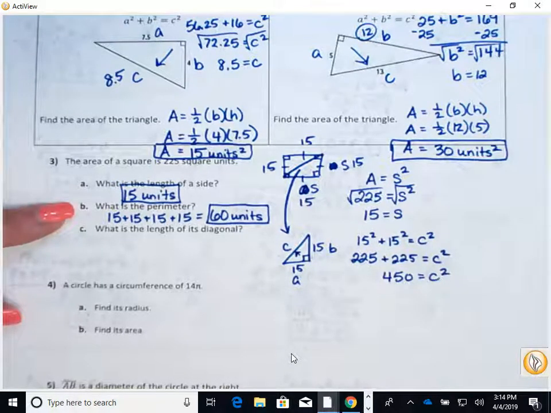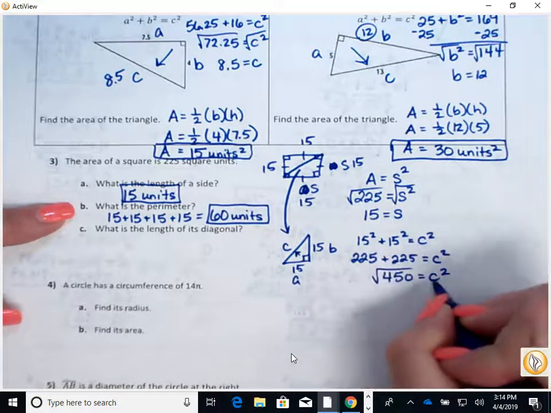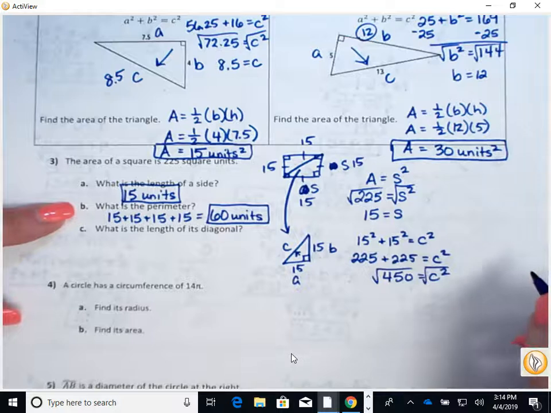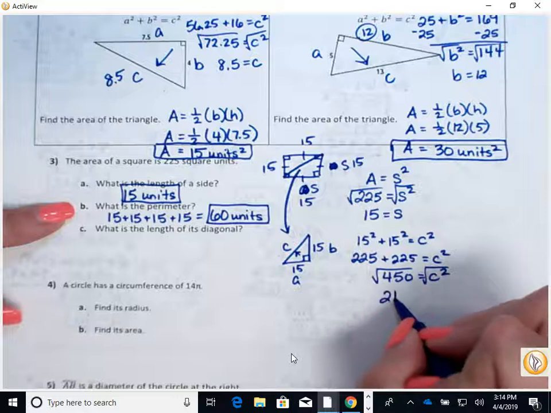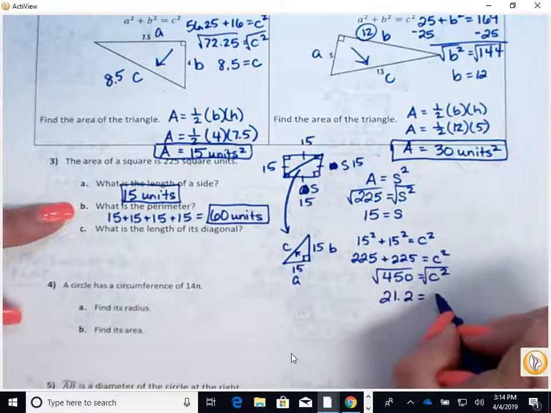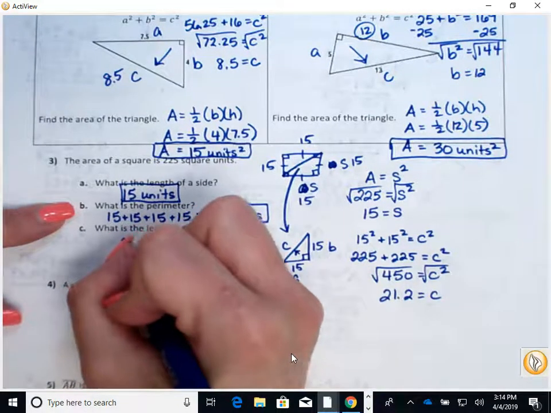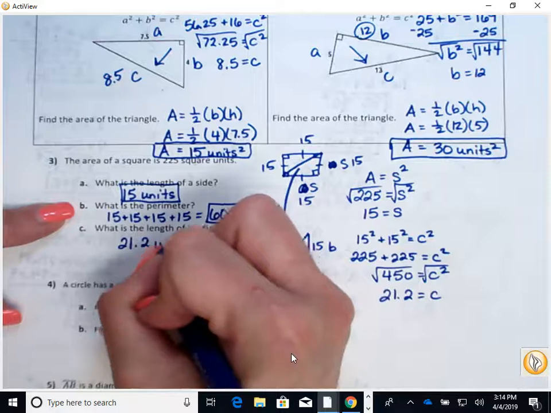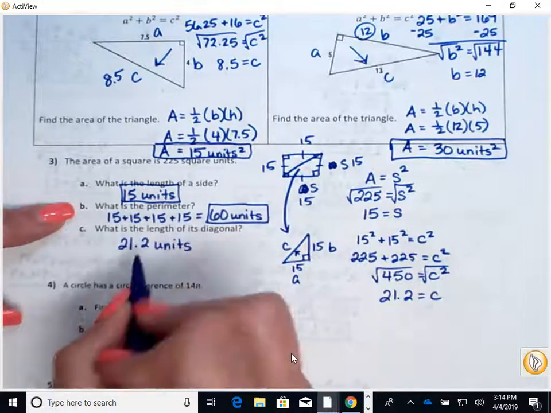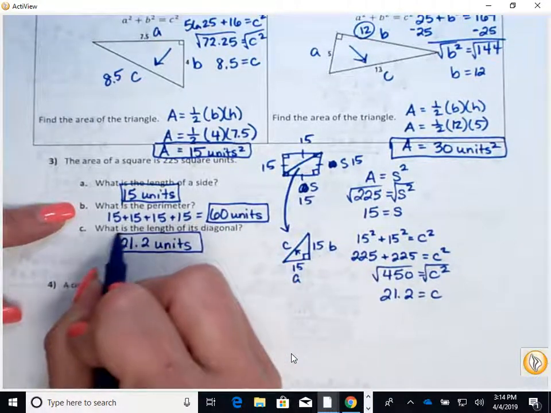And last but not least, take the square root of both sides to get that C side by itself. So when I do that, I end up with a decimal. We'll go ahead and round to the nearest tenth. The decimal is 21.21, so that gives me 21.2 if I round to the nearest tenth. And that's just units, because it's not area, it's just the length of the diagonal.